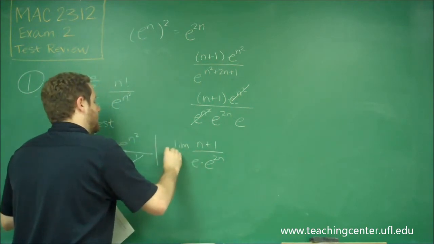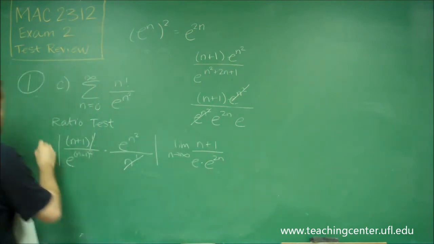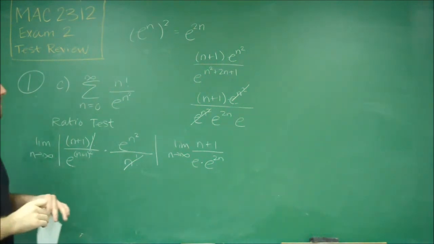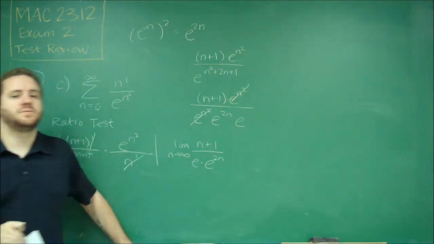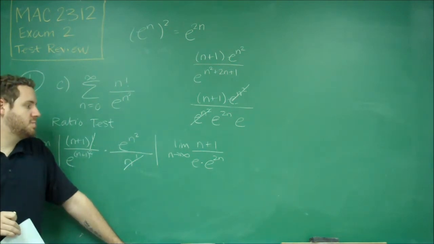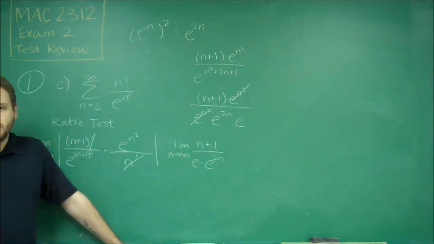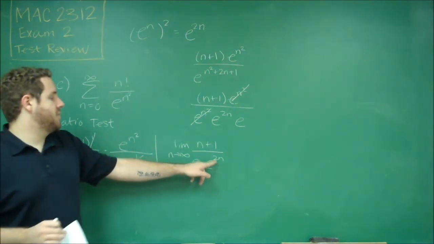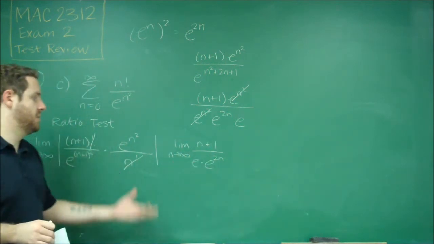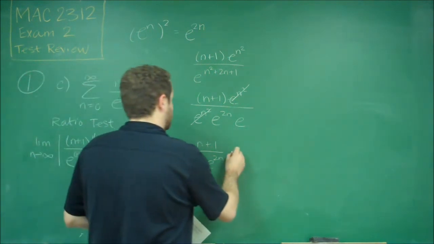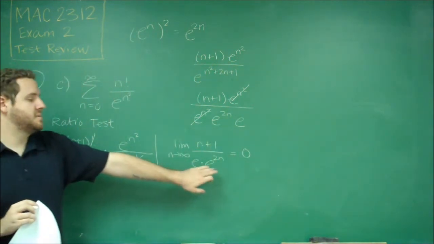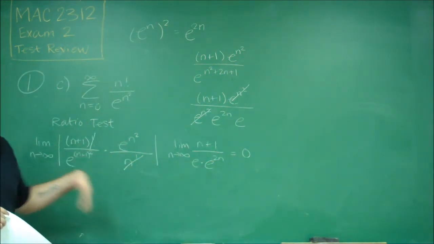And remember, we're taking the limit as n goes to infinity. Should have written that over here, actually. So now we need to take the limit as n goes to infinity of this. Just by knowing how these functions work at this point, or if you're still having trouble seeing that, by using L'Hopital's rule, exponential functions kill n plus 1. This is going to be 0, because our bottom is infinitely larger than the top as n goes to infinity.